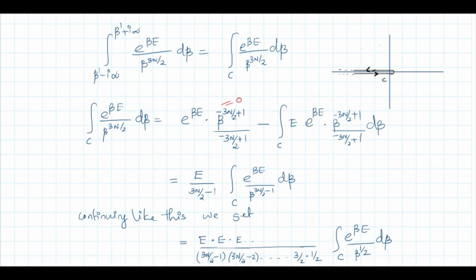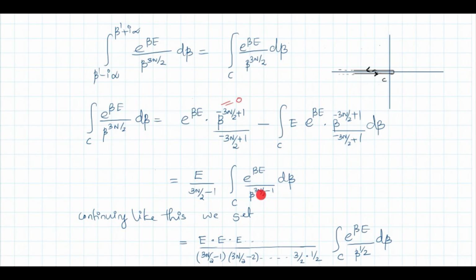Now, at the boundary, this curve starts from minus infinity on the lower side, goes like this, and again goes to minus infinity. So the boundaries are minus infinity. When you put beta equal to minus infinity, this will vanish. So the boundary term will vanish. This negative you can take inside, and it becomes 3n by 2 minus 1. So e divided by 3n by 2 minus 1 will come outside. So the integral over c of e raised to beta e divided by beta raised to 3n by 2 minus 1.